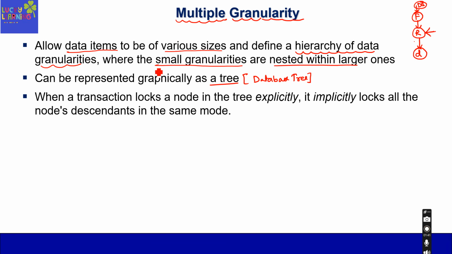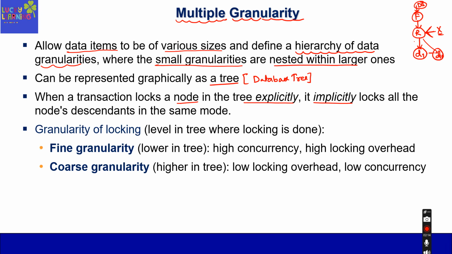When a transaction explicitly locks a node in the tree, suppose this record is locked by some transaction in exclusive mode, it means all the data under this record, whatever the number of data items, say 10 data items, are also locked in the same exclusive mode implicitly. That means explicit locks we can request at the higher level, and implicit locks are there by default at the lower levels of the tree.